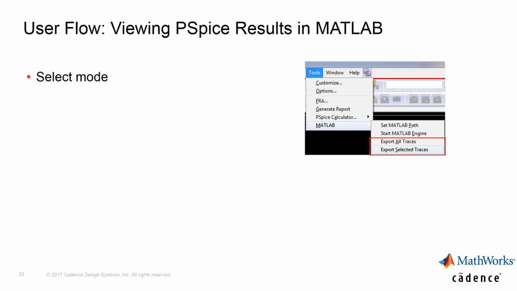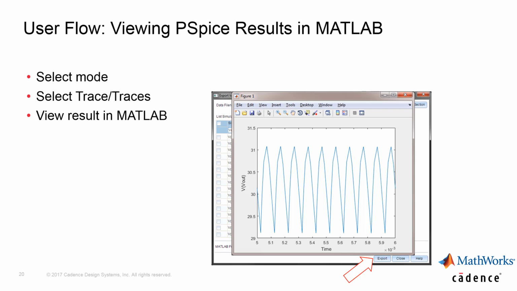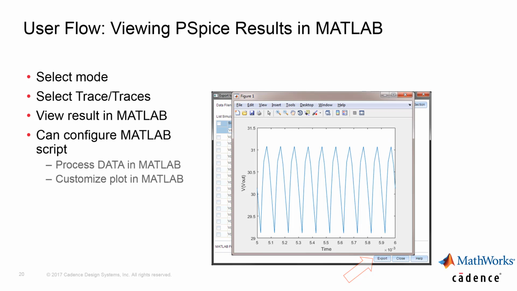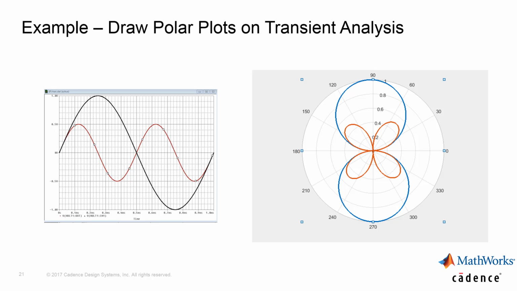In other words, let's talk about how simple it is to view the data in MATLAB. You select the mode. In this case, you want to export all the traces. You select the traces. In this case, you can select all traces or specific traces. Now, once you have selected the traces, you can view the data in MATLAB. And at this point, you can also configure MATLAB script. So if you want to run any of the custom scripts, you can also view the custom scripts.